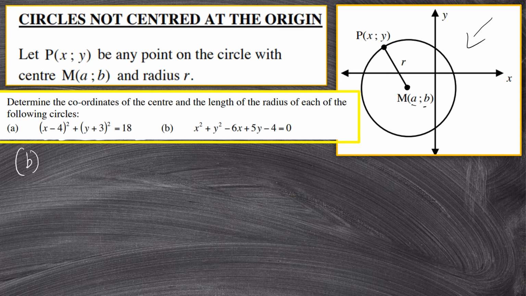With B, you are given this equation, a very interesting exam kind of question. They like putting this question on the exam. They give you x squared plus y squared minus 6x plus 5y minus 4 is equal to 0. You'll notice that this equation is very different from A, right? Because in A you could just determine the center by looking, but here it's quite different. So what you have to do is first complete the square.